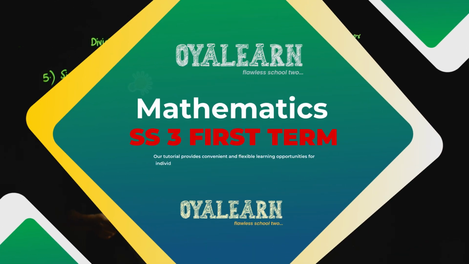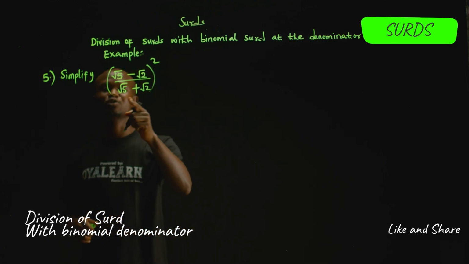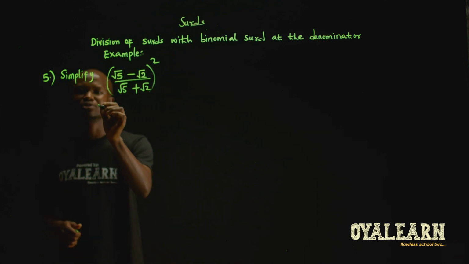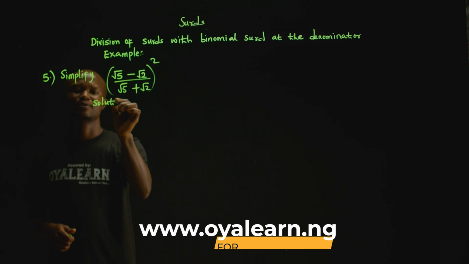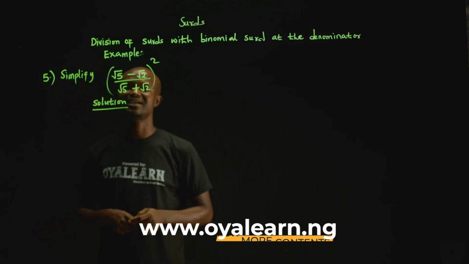Simplify (√5 − √2)/(√5 + √2), everything raised to the power of 2. Solution. Before you can solve this kind of problem, you need to simplify the inside first.